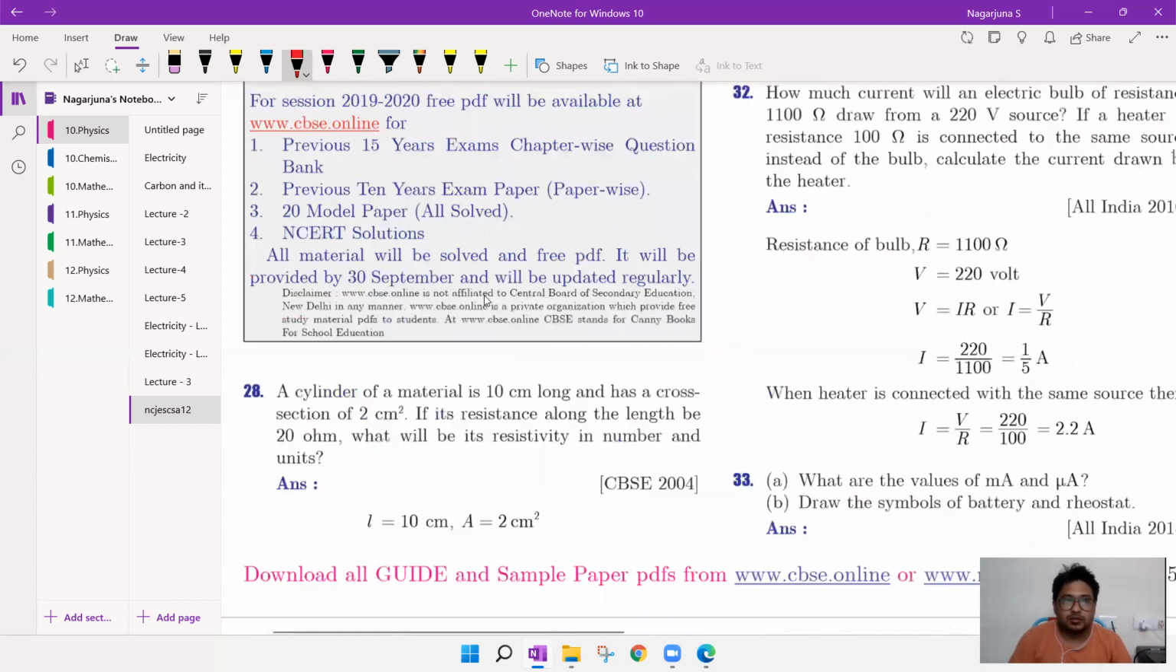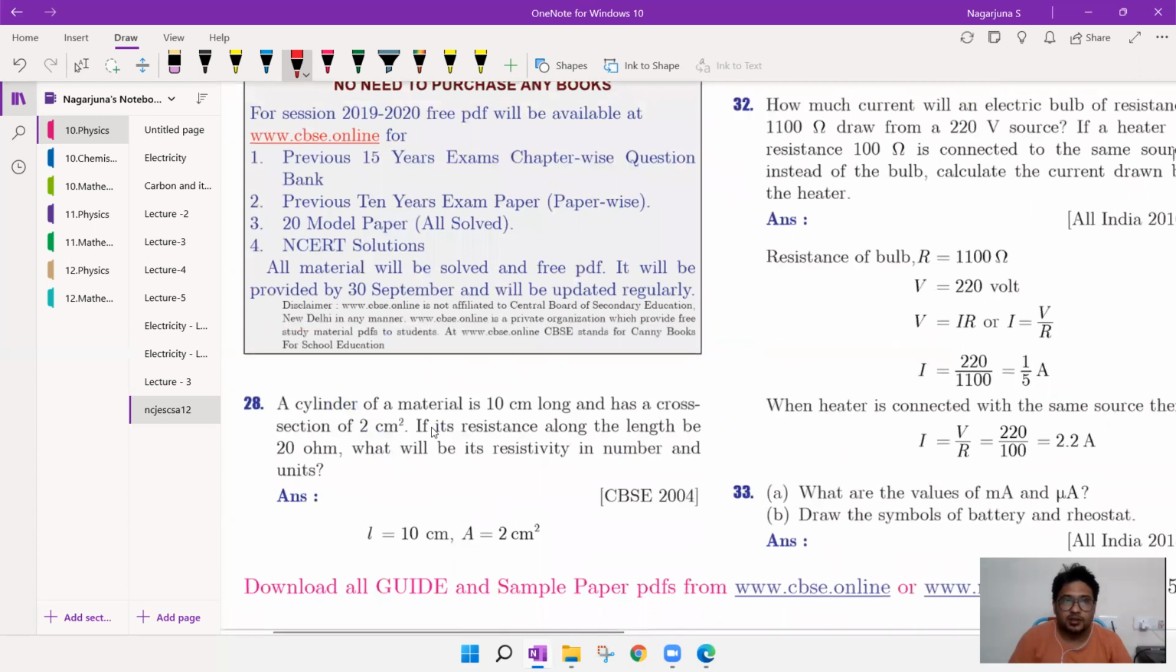Next, 28th question. This is a numerical one. So we'll see the remaining questions in the next lecture. That's it in this lecture.